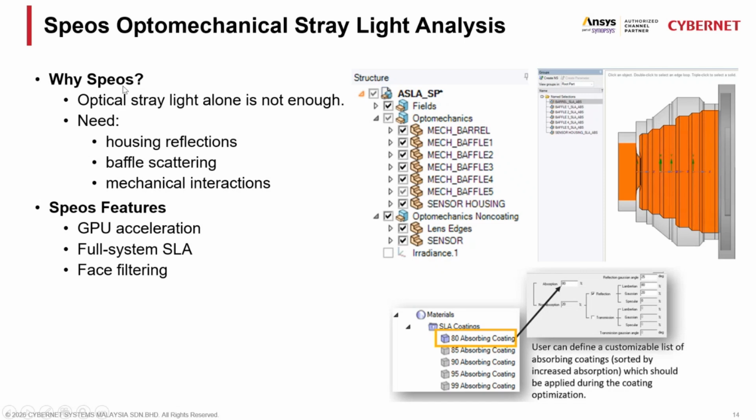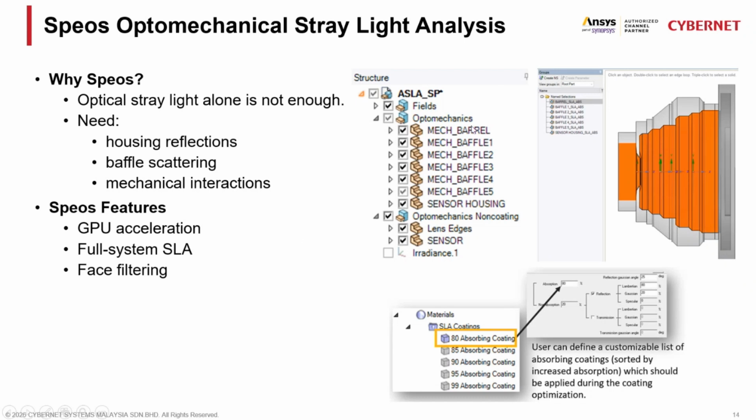So now we import into Speos. We have this housing reflection, the bevel scattering, and also the mechanical interaction. Inside Speos, the features will be the GPU acceleration, the full system Straylight analysis, and the phase filtering. All these features will improve the Straylight analysis and also speed up the simulation.